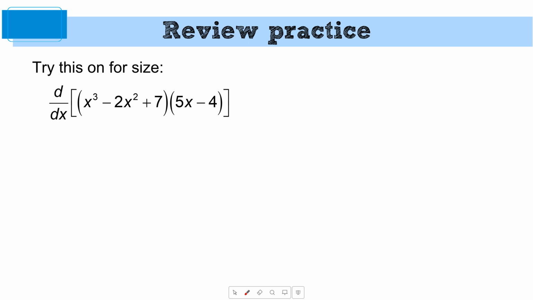Multiply it out. Product rule. Oh, look, same. You won that half of the board.